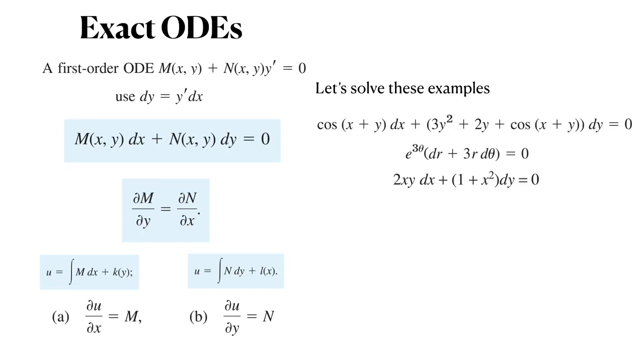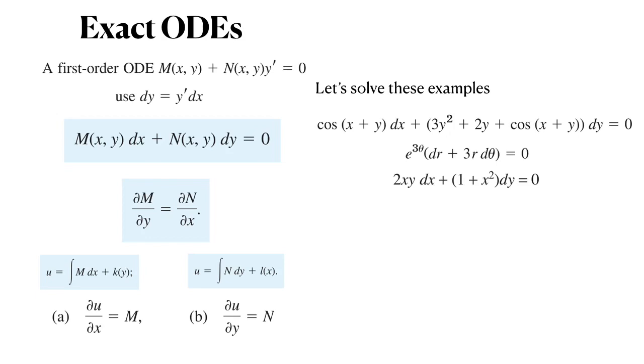The partial derivative of M with respect to y would be equal to the partial derivative of N with respect to x. So, we derive M with respect to y only, and we derive N with respect to x only. If they are equal, we can conclude that that ODE is an exact ordinary differential equation.